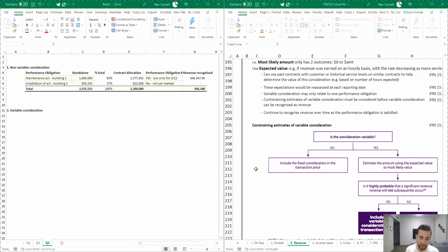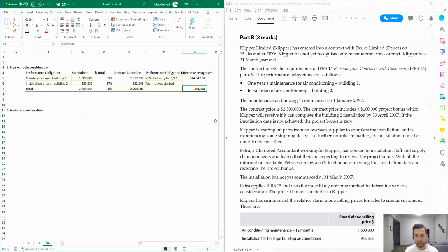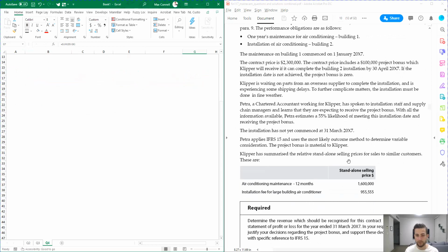Finally, IFRS 5 defines highly probable as significantly more likely than probable. The standard does not give a percentage, however, it's unlikely that 55% achieves this. So the final point is that on this basis, the more probable outcome is that we do not recognize any variable component of revenue, and therefore our total revenue recognized for this particular customer is going to be $344,348 for the non-variable consideration and $0 for the variable consideration.